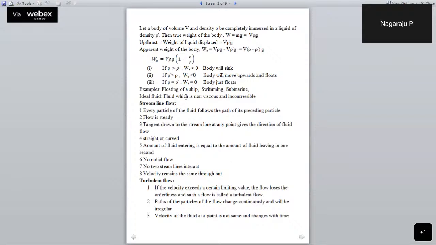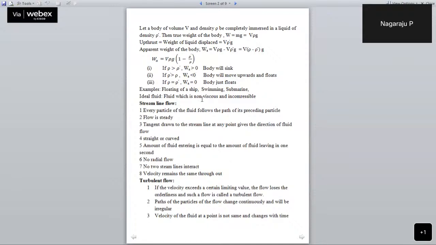So what are the examples for these three conditions which I have given here? The first one is the floating of a ship. You know ships float. The ship is floating, and even when we are swimming, we will be on the surface of the water, and even a submarine. All these are examples for the three conditions which we have discussed just now.